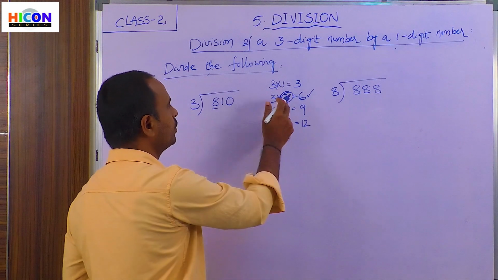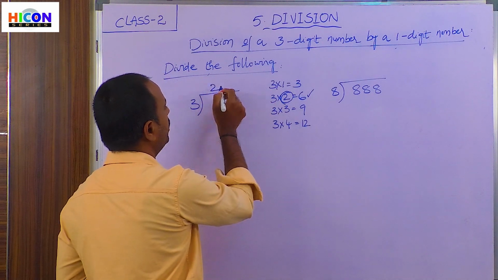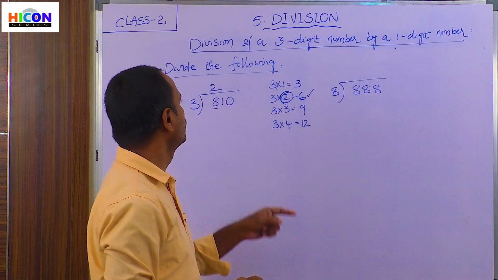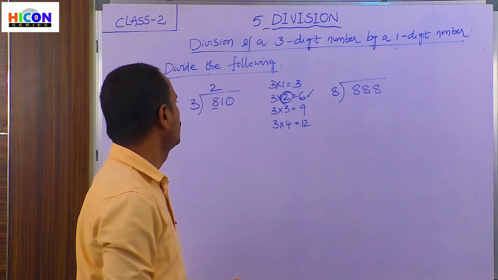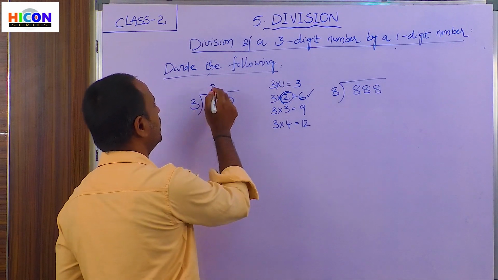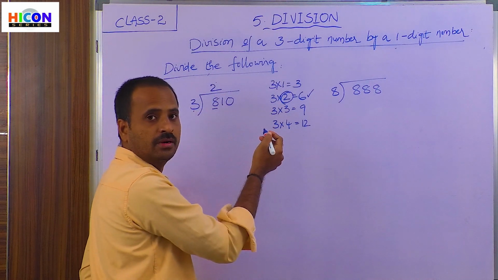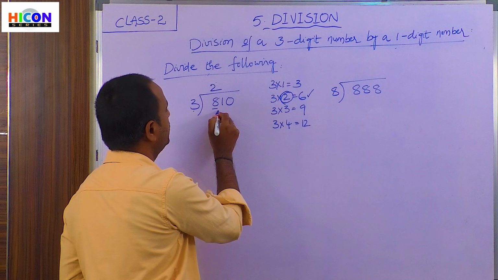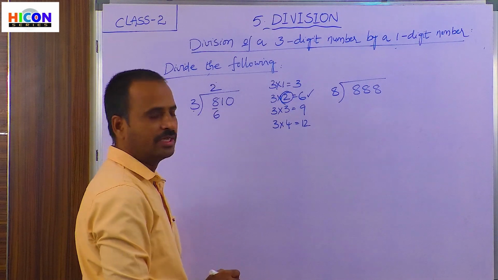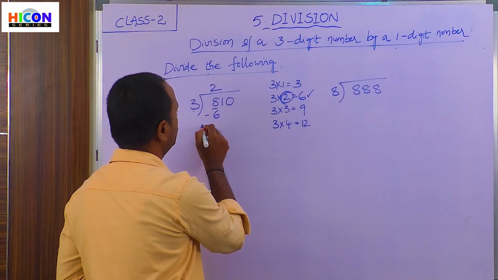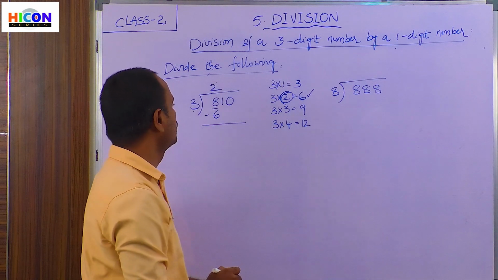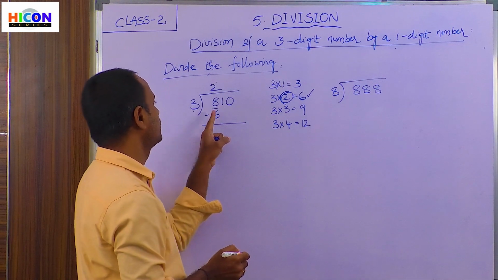So now write 2 in the quotient above the dividend. Now multiply this divisor and this number, that is 3 into 2, that is 3 2s are 6. So write 6 below the first digit and subtract. Now subtract these 2 numbers, that is subtract 6 from 8.